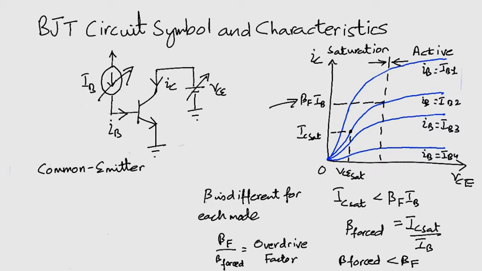Now let me quickly write down the conditions for the transistor to be in the active mode and the saturation mode. Specifically, we are going to be writing certain numerical values that will force the transistor to be in either of those regions.